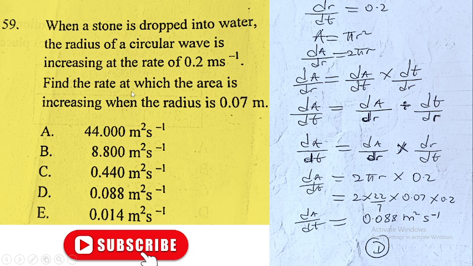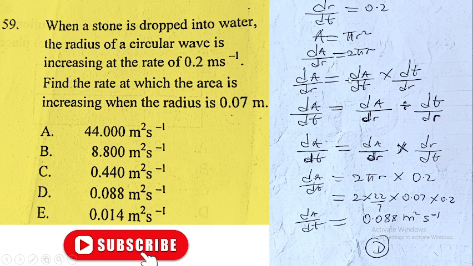Find the rate at which the area is increasing. That means the dA/dt rate. So you are looking for dA/dt. Now from the area of the circular water, the area is A = πr². If I differentiate A with respect to r, I'll have dA/dr = 2πr.